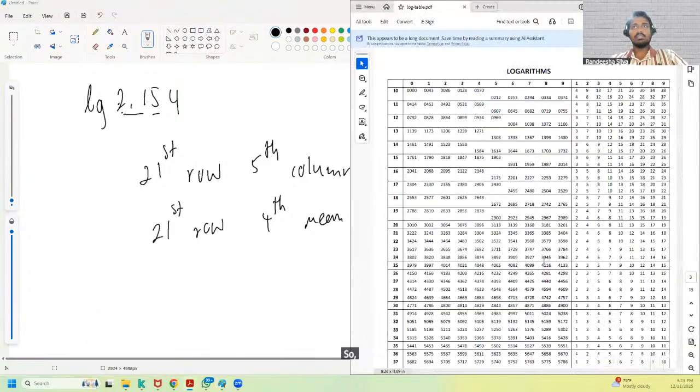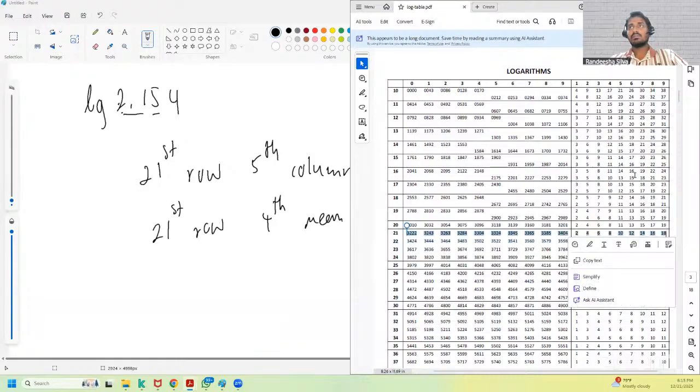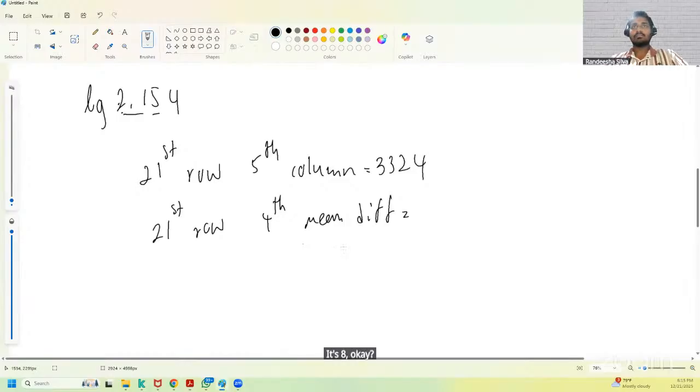So that will be the mean difference fourth column, but it should be 24th. Here, fourth column, it's 8. Then we have to add these two: 3, 3, 2, 4 plus 8. 8 plus 4 is 12, remaining one, two is three, three, three. So the answer for this is only one decimal point, then it will be 0 point.